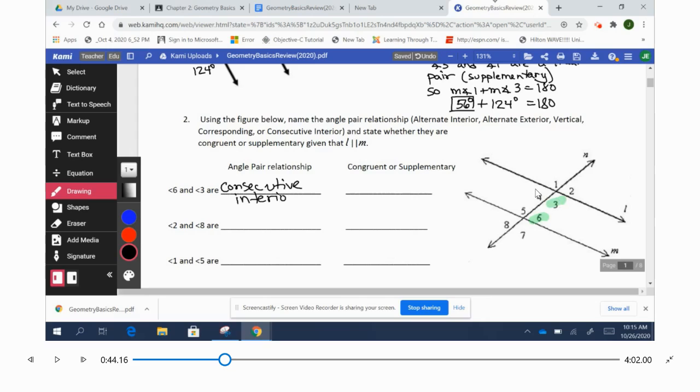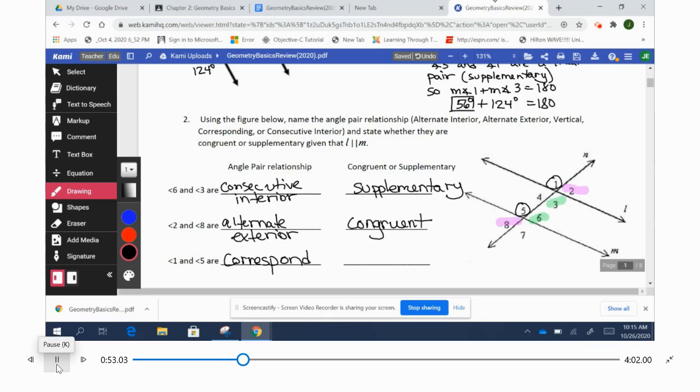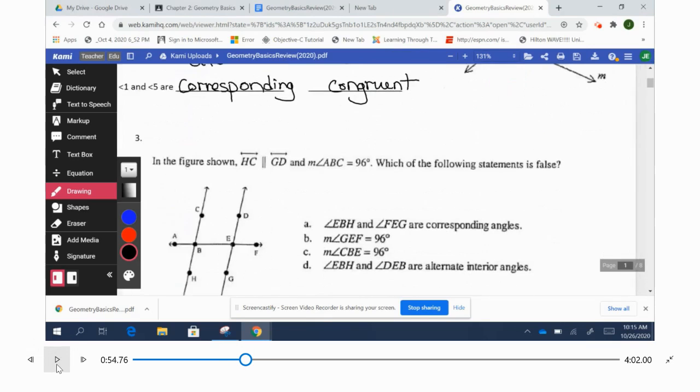3 and 4 are a linear pair, so we wouldn't call them consecutive interior. They're not consecutive, they're adjacent. So there's some differences there. Angle 3 and 6 are consecutive interior, and they add to 180 when the lines are parallel. 2 and 8 are alternate exterior, congruent. 1 and 5 are corresponding and congruent, same position, other intersection.